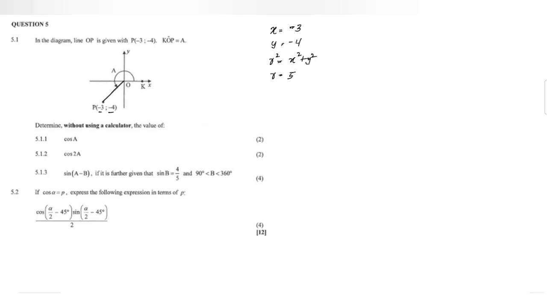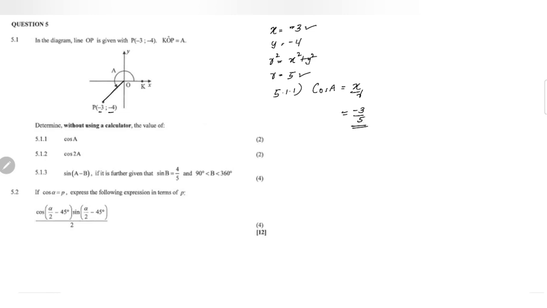Now let's do this question one by one. This one is a very simple question. 5.1.1. What is cos A? By definition, what is cos A? X over r. And the x value we know is -3, and the value of r we also know is 5. So it's just a matter of substitution. It's going to be -3 over 5. So this is how we do this question.